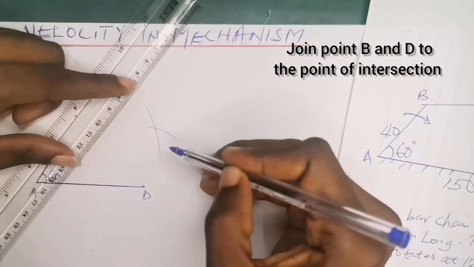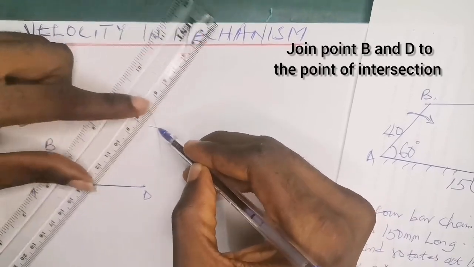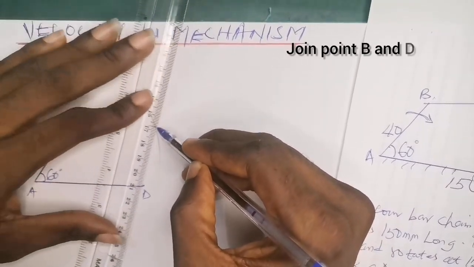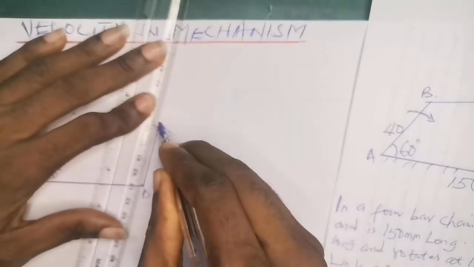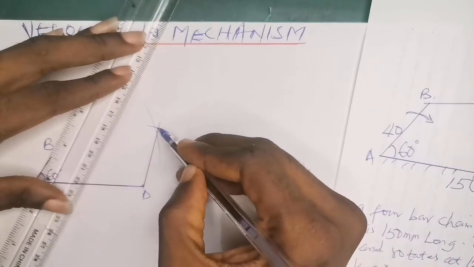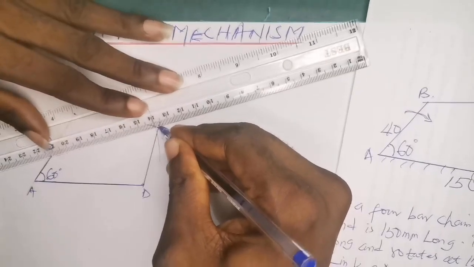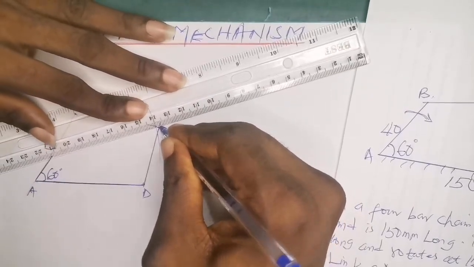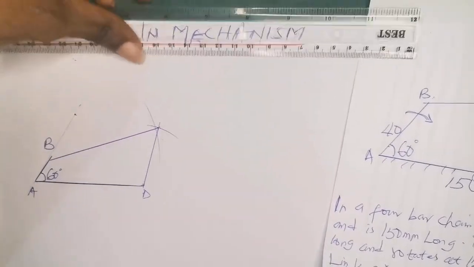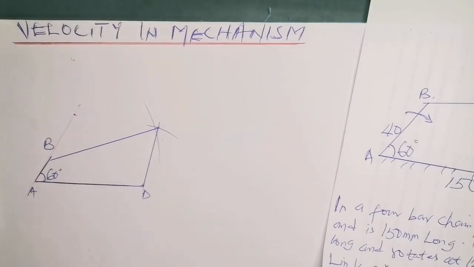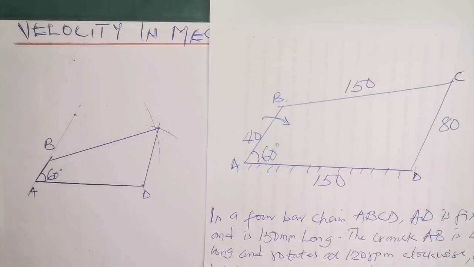So this is the point of intersection here. You join this point to point D and you have this. Similarly, from the point of intersection, you join that to point B and you have this. So this is your first task, being able to reproduce the given diagram. So we've now been able to reproduce this given diagram.